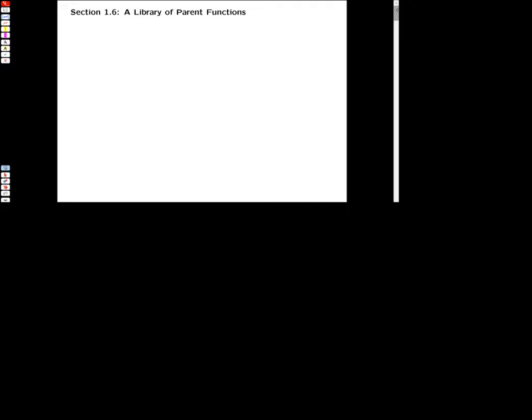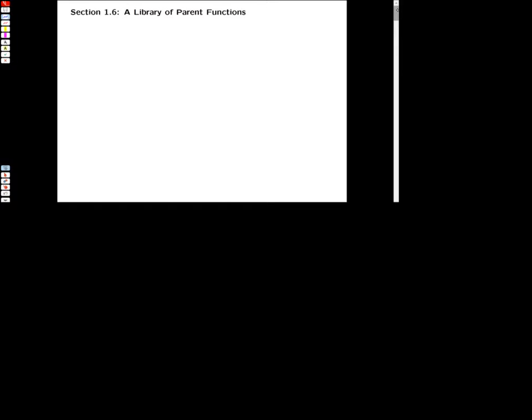The library of parent functions is going to be posted on eClass, so you don't actually have to copy all of these down. You can also find these in the ebook. If you look in section 1.6 and go to the end of it, it will have the charts with all of the parent functions in it. All the information you need is right there. So you don't have to copy all of this down.